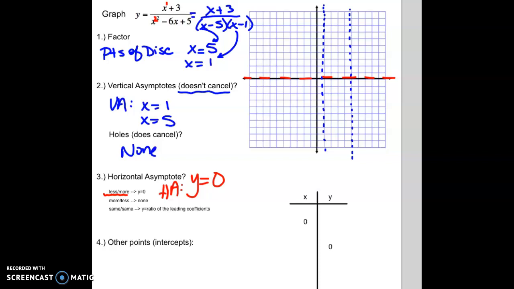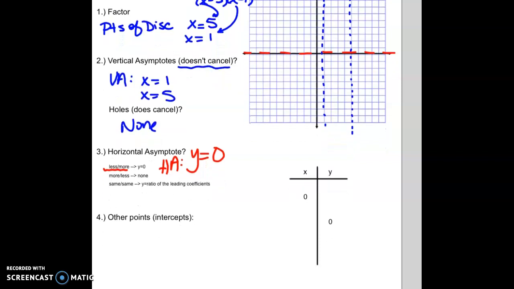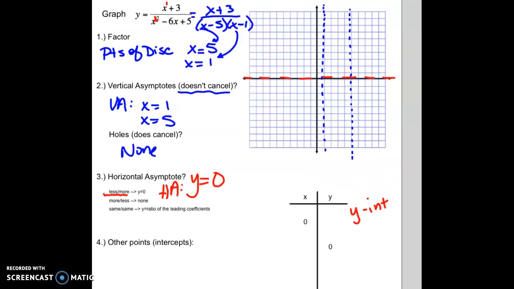Then we need to find our other points. And we said finding those intercepts was required before we go to our calculator. So let's start with finding our Y-intercept. That is the value for y when x is 0. And we can plug that 0 into either the factored version or the unfactored version. Since we used the factored version on the first time, in the previous example, I'm going to go ahead and use the unfactored version right now.